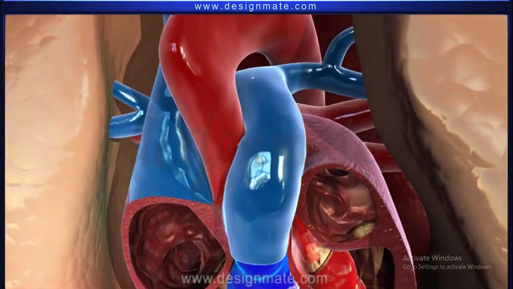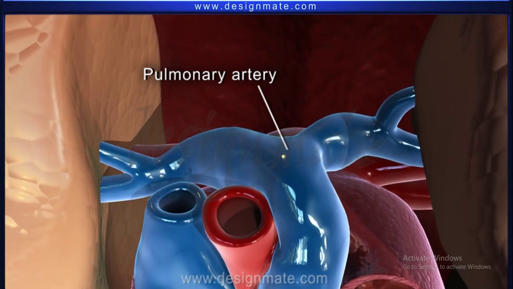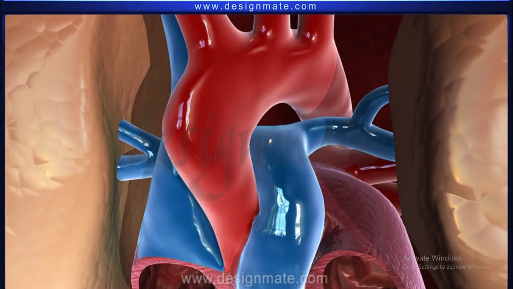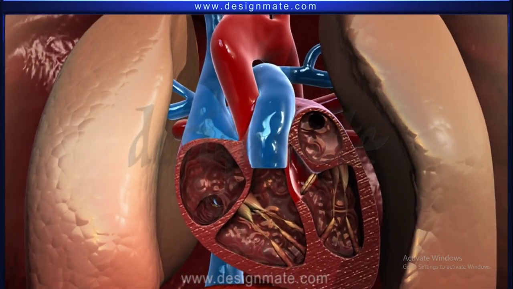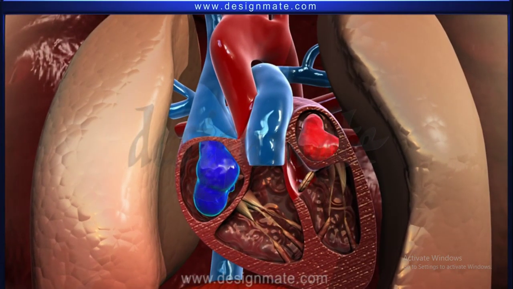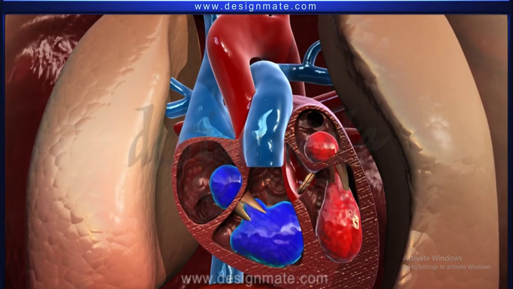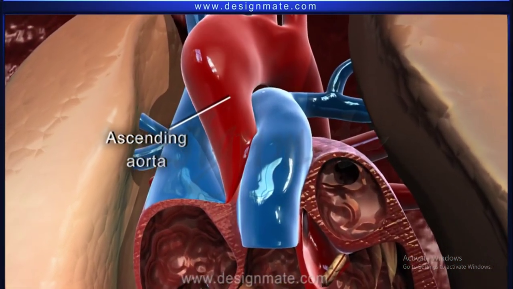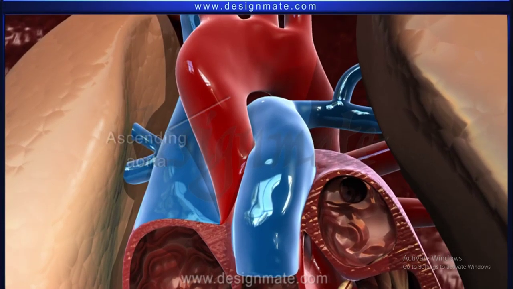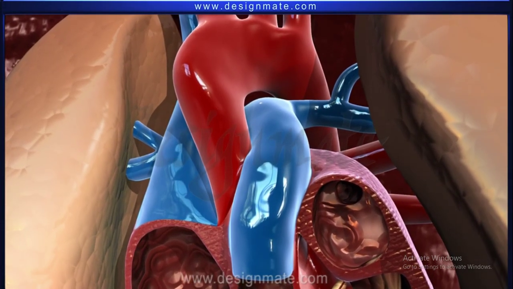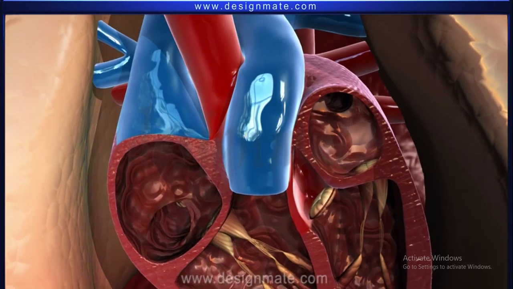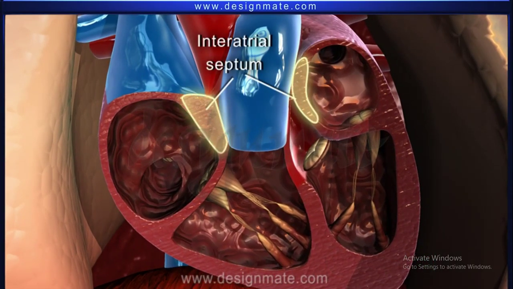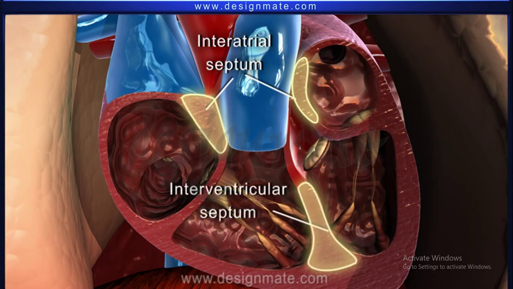From the right ventricle arises a pulmonary artery, which carries deoxygenated blood to the lungs, while the left ventricle has an ascending aorta, which supplies oxygenated blood to all parts of the body. The two atria are separated by the interatrial septum and the ventricles are separated by the interventricular septum.